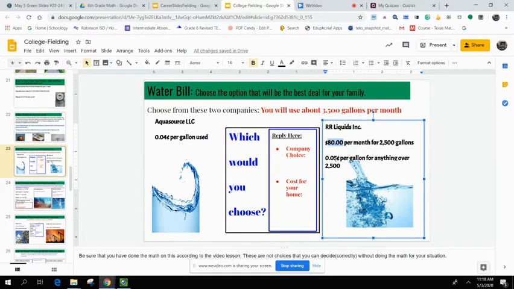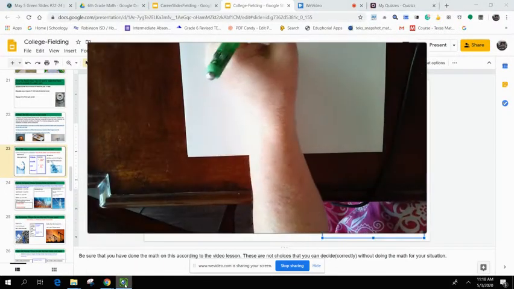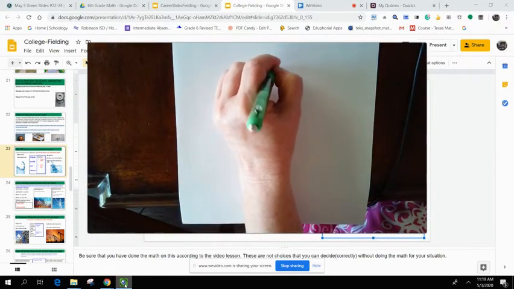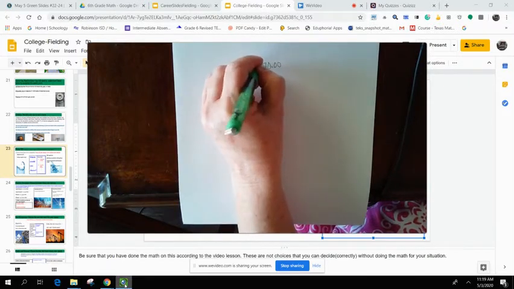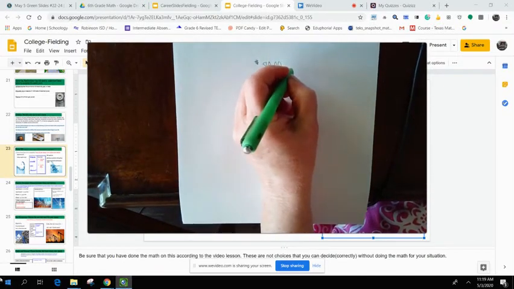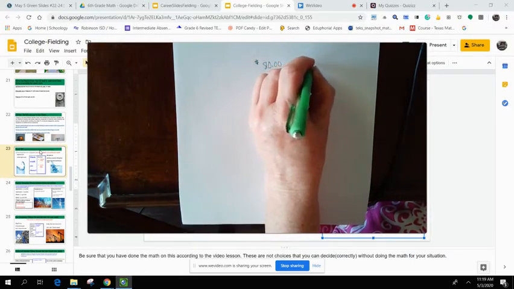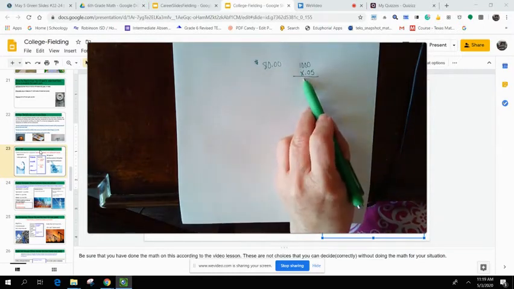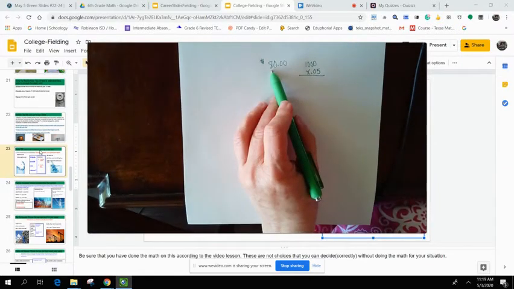I want to do the math on this one, if I can pull up my document, Kim. So you're going to do $80 for the base cost. And then according to the Google slide, we went 1,000 over that 2,500. So you would take the 1,000 and multiply it times the 5 cents and get that answer. Once you get this answer, simply go back and add it to your $80. And that will give you the cost for that company.